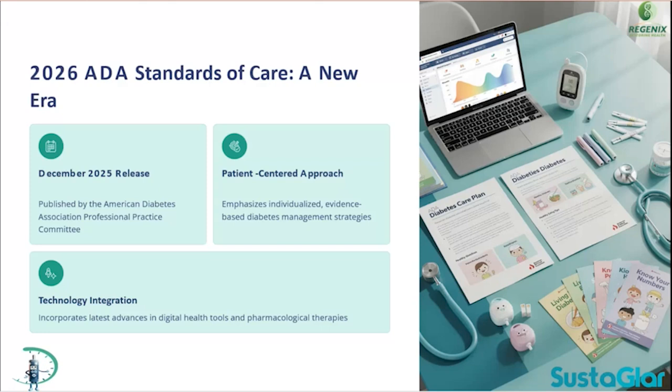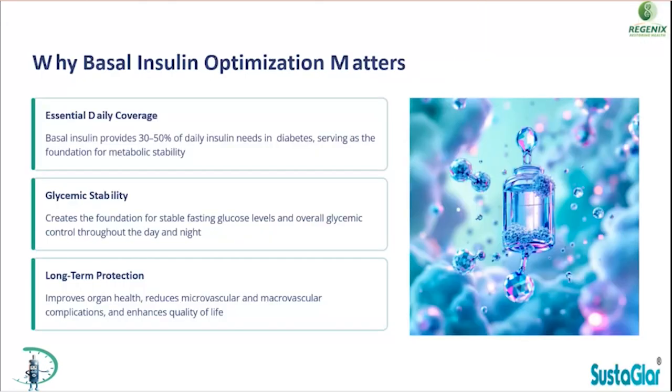We have technology like monitoring devices, the ambulatory glucose profile, which is 24-hour CGM data. So how do we incorporate it in the management of diabetes? Why does basal insulin optimization matter?